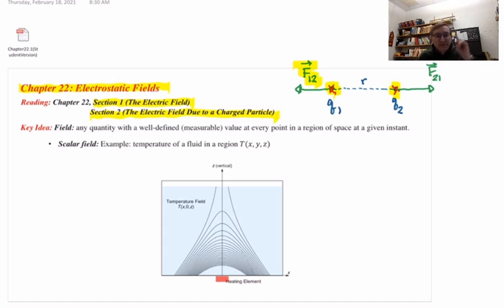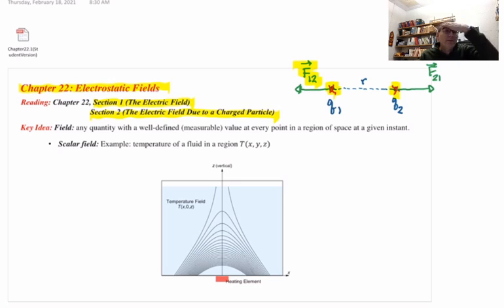So the whole purpose of this chapter is practice with calculating this electrostatic field created by a charged particle. And it's got a different value at different locations. So we've got to be able to calculate that electrostatic field created by a charged particle wherever we're told to calculate it.